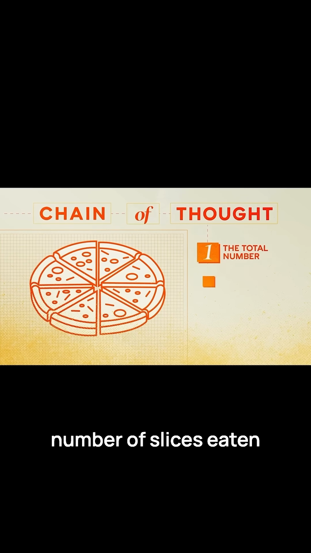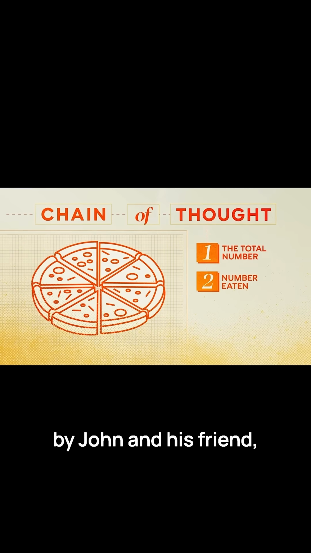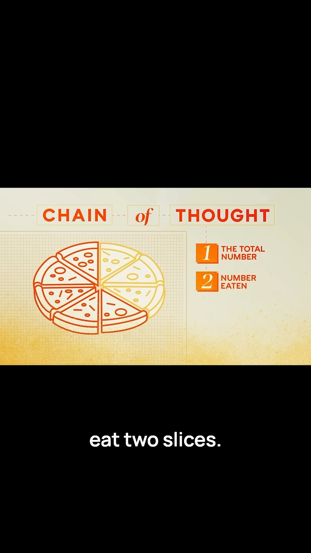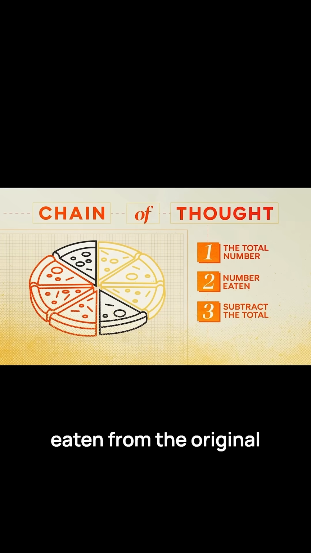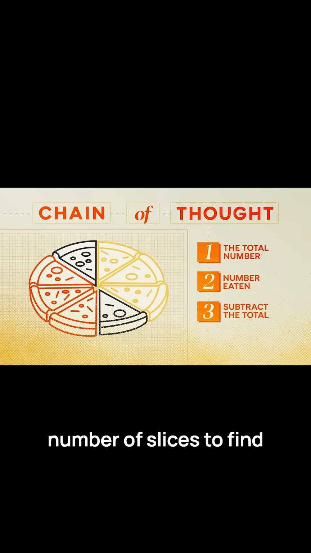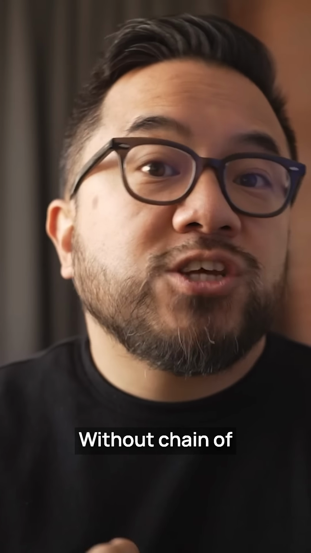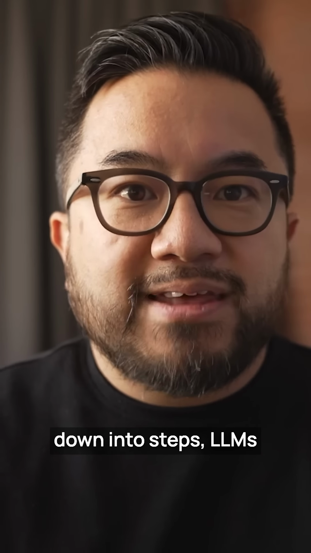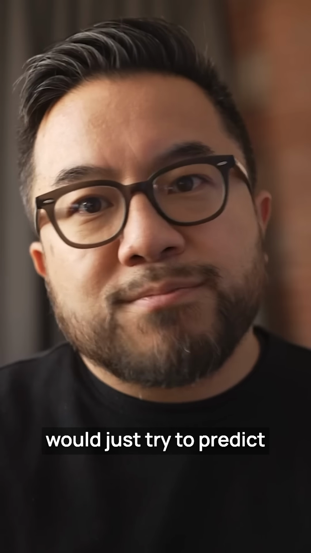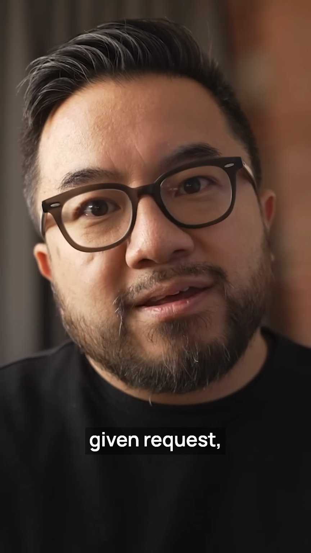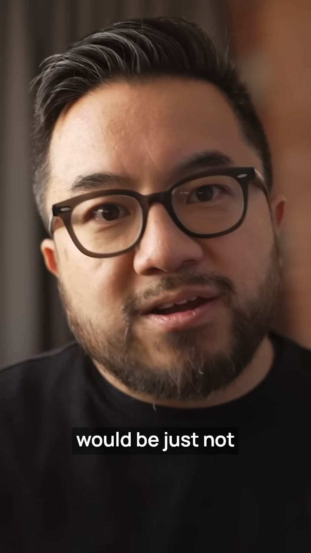Then, to calculate the number of slices eaten by John and his friend, John eats 3 slices and his friend eats 2 slices. Finally, subtract the total number of slices eaten from the original number of slices to find out how many are left. That's 3 slices. Without chain of thought breaking it down into steps, LLMs would just try to predict the most likely token, and in any given request, there often would be just not enough context.